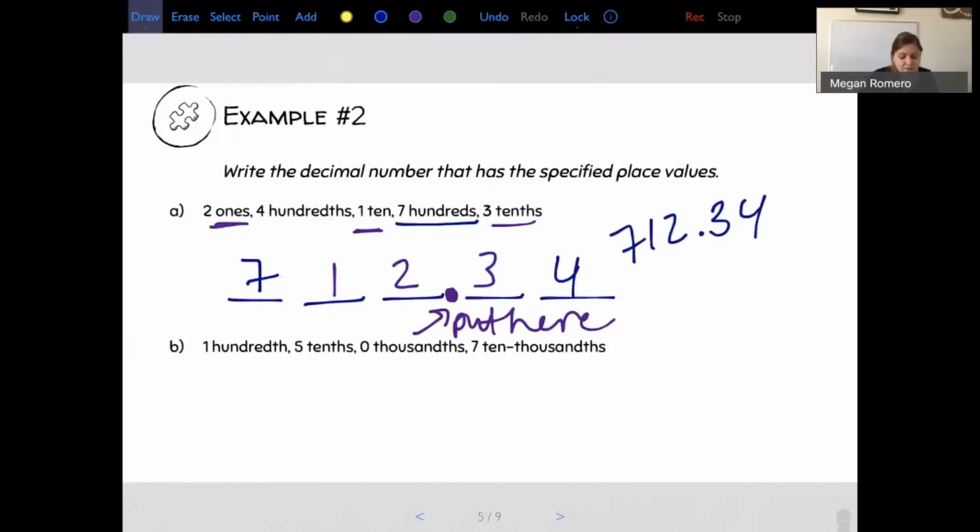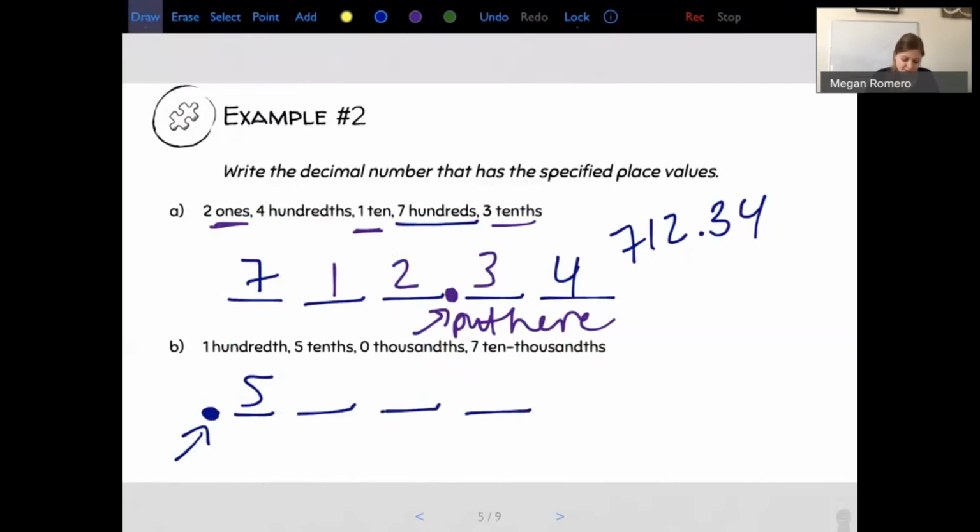For our next example, you could try to do this on your own or just follow along. We have 1 hundredth, 5 tenths, 0 thousandths, and 7 10,000ths. So we have 4 spaces. I'm going to start with my biggest, and the biggest of these is the tenths place. Since we're starting with the tenths, our decimal always goes to the left of the tenths place, so you have to put the decimal there.